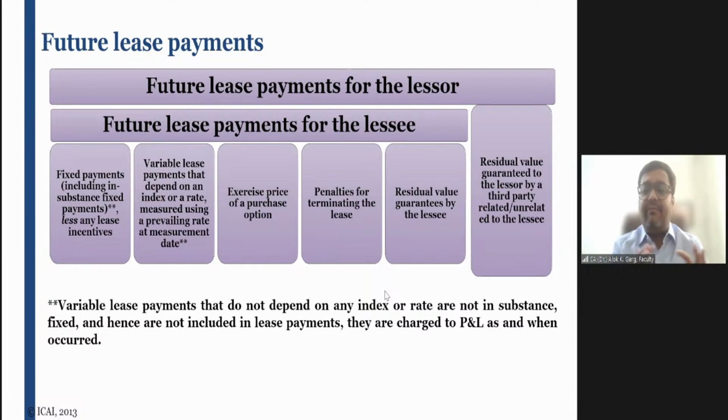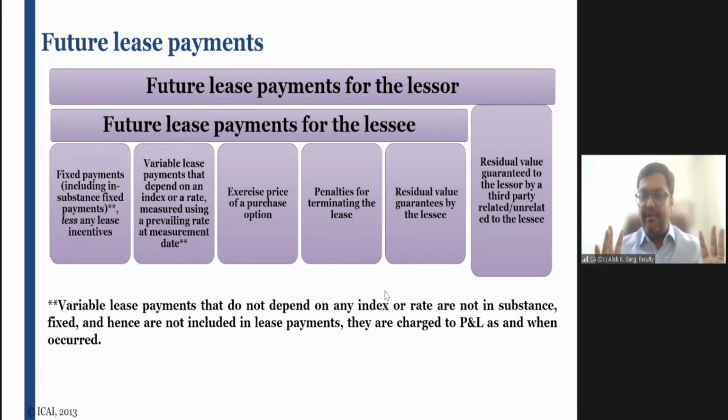If the lessee has been given some incentive, for example, during the COVID period, the lessor has given some incentive to the lessee, the lessor has given rent waivers to the lessee, then those incentives have to be netted off from the lease payments.